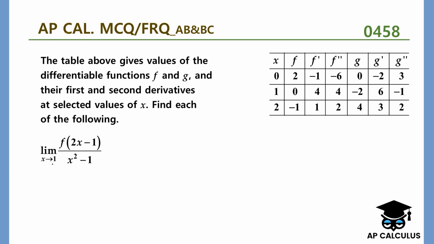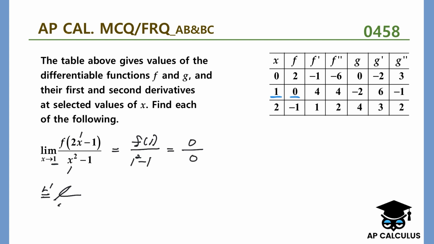If we substitute 1 for x, then that's going to be equal to f of 2 minus 1 over 1 squared minus 1. So when x is equal to 1, f of x is equal to 0, right? So that's 0. And in the denominator, we have 1 squared minus 1, which is 0, right? So this limit is an indeterminate form, so we're going to have to apply L'Hopital's rule. So let's apply L'Hopital's rule down here.